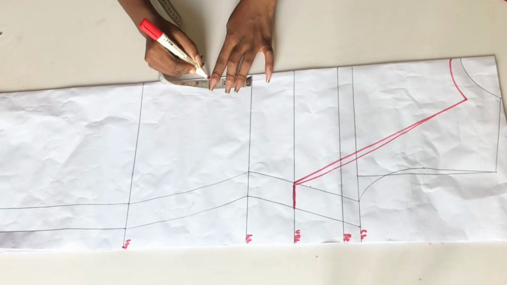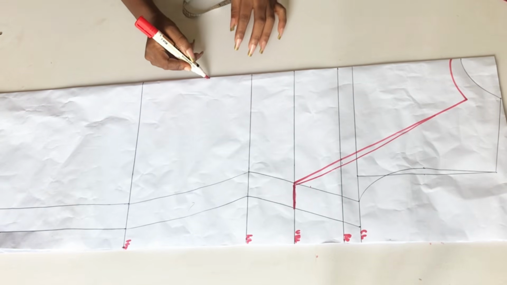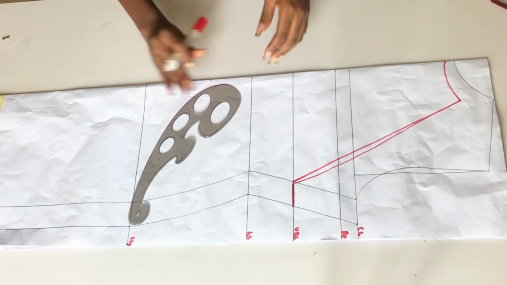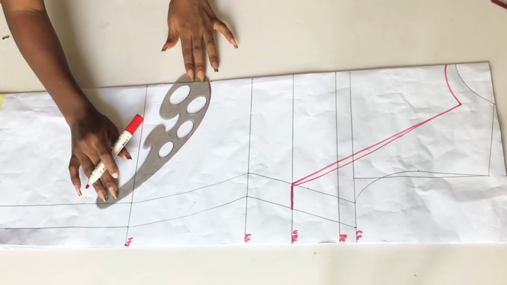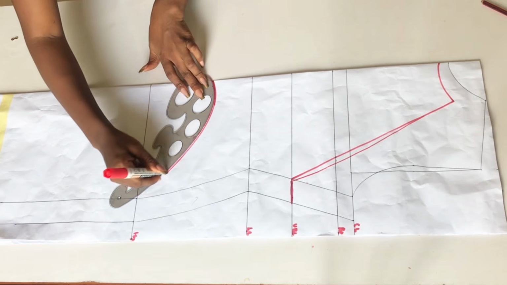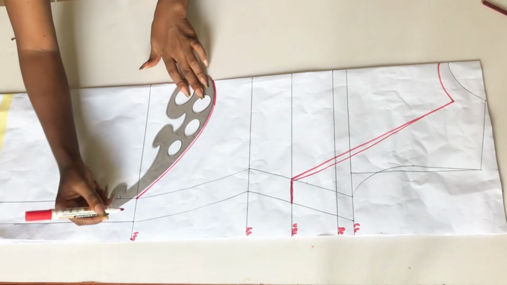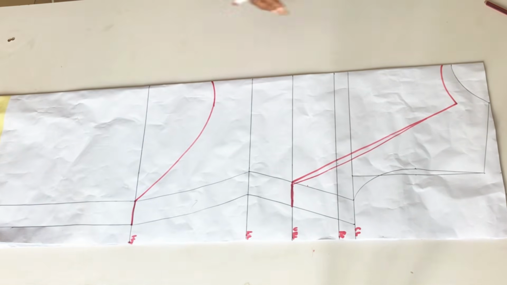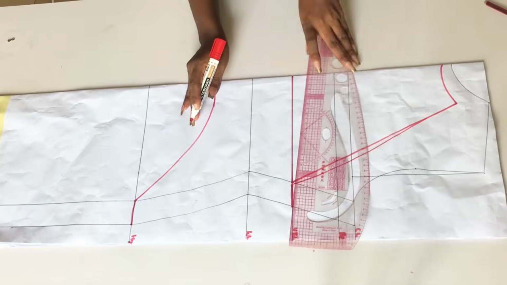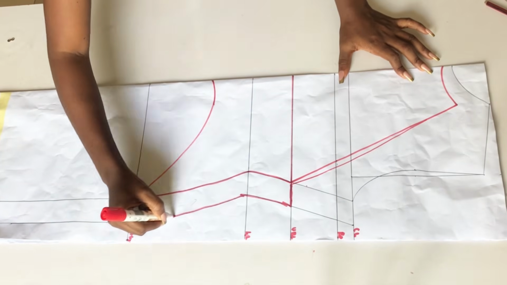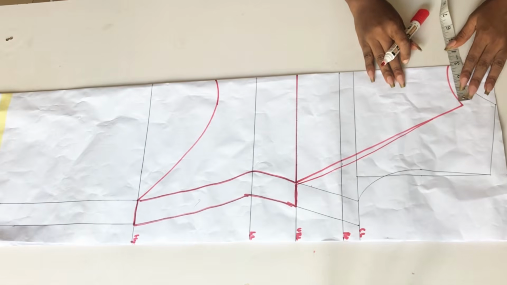So from the waistline, I'll go down by 3 inches and then I'll use my French curve to connect that 3 inches in a curve like this all the way to meet the hip point. This is to give it that effect that you can see on the waist area. So I'll also connect it into the stitching allowance. So I'm going to use my marker to outline all the necessary lines. Okay, so this is the under bust part.